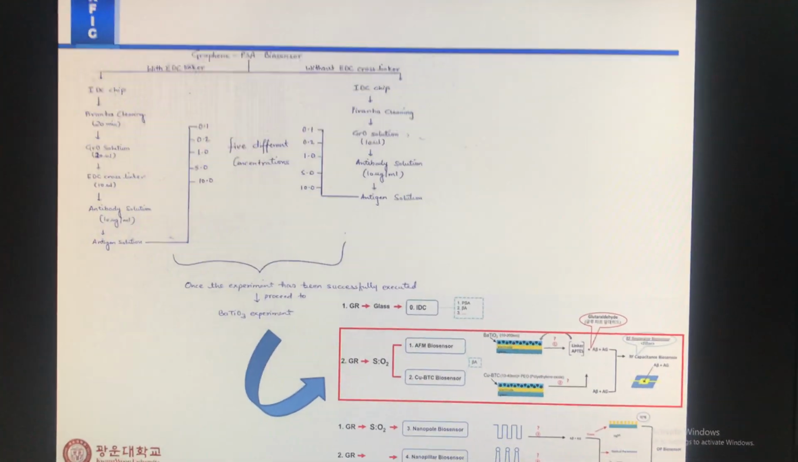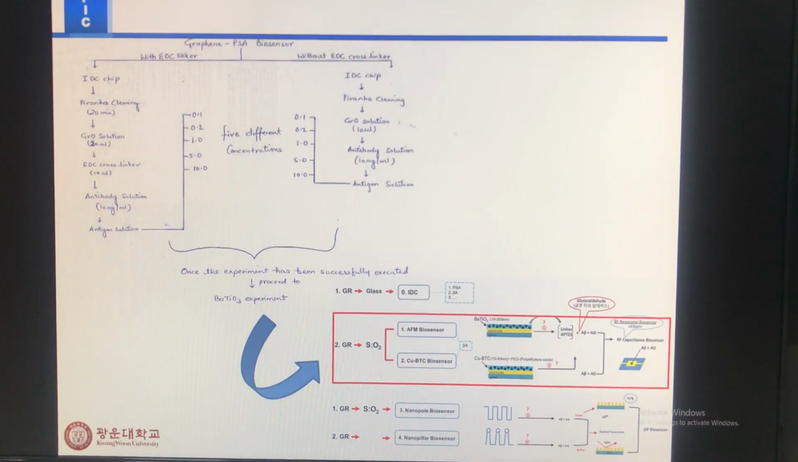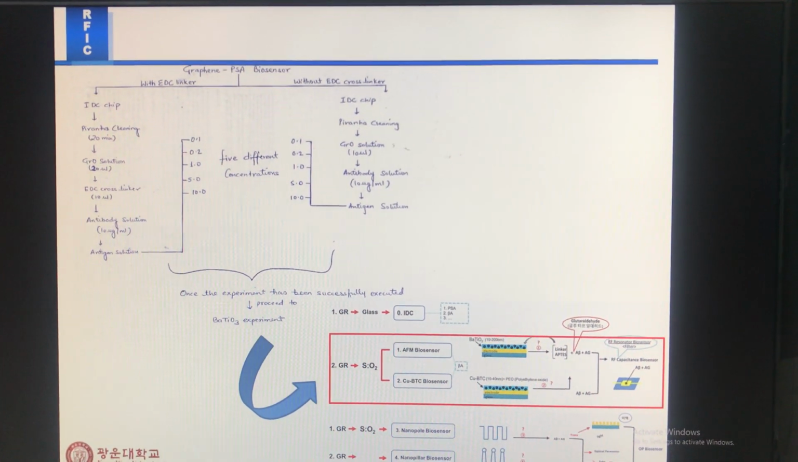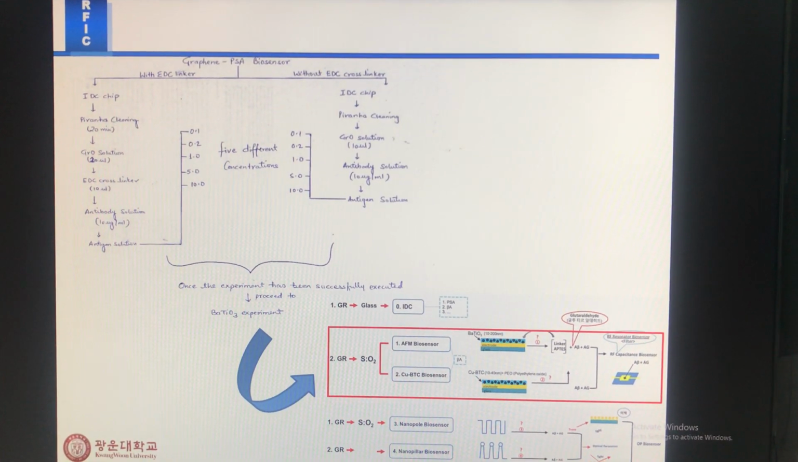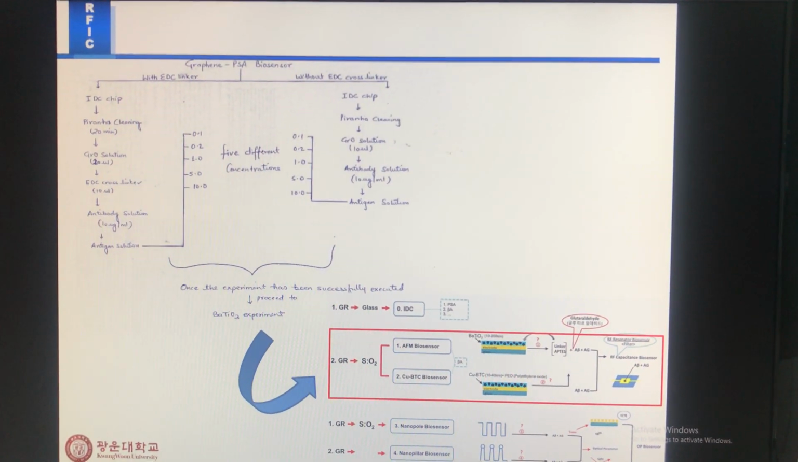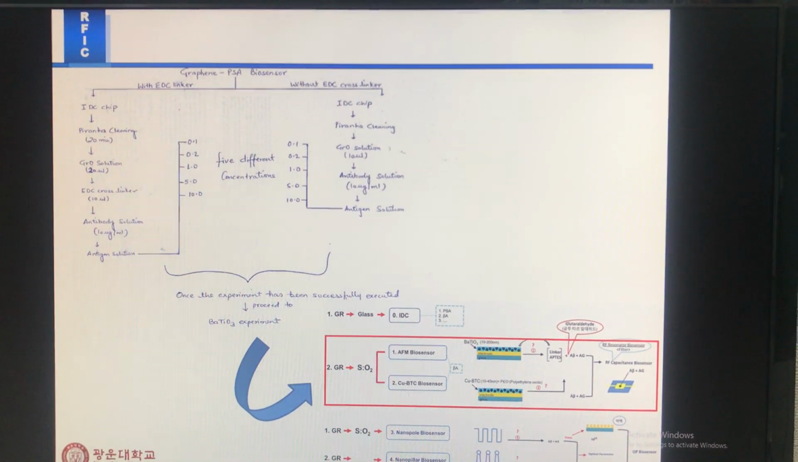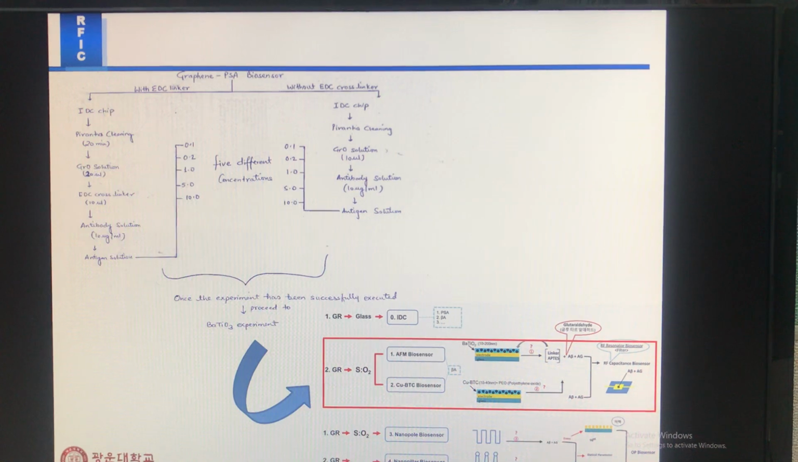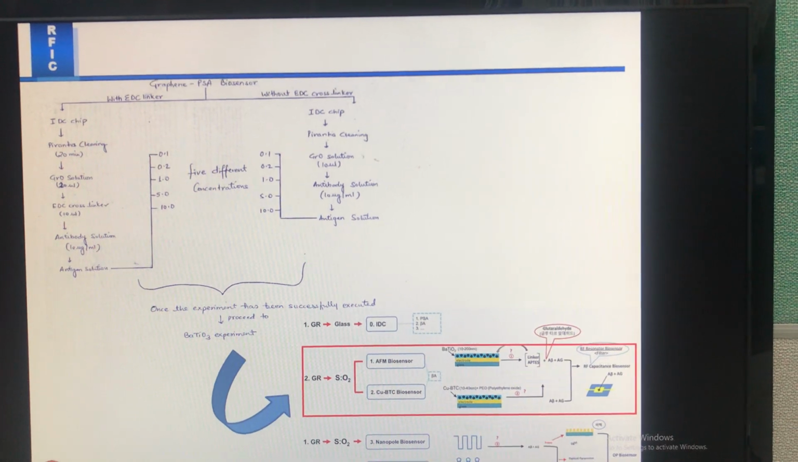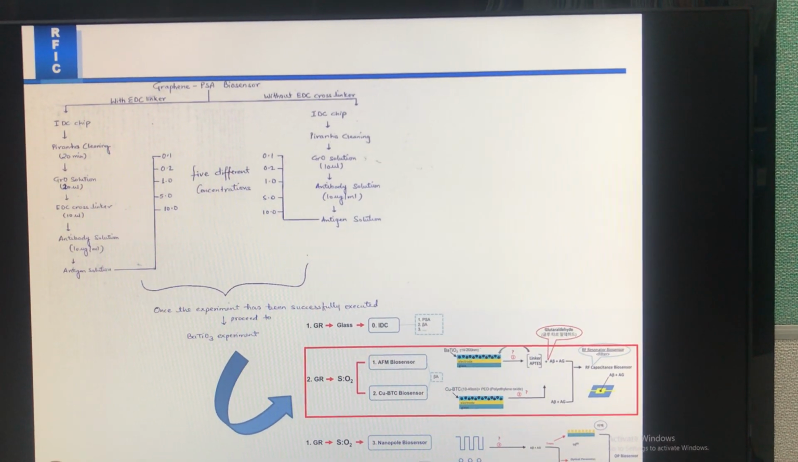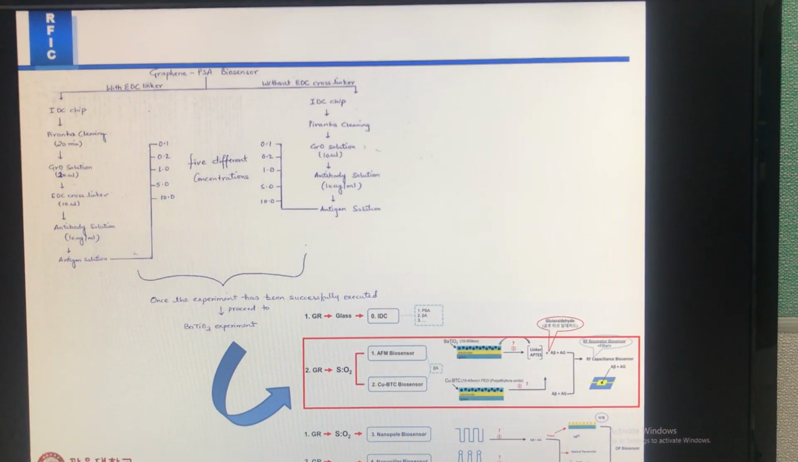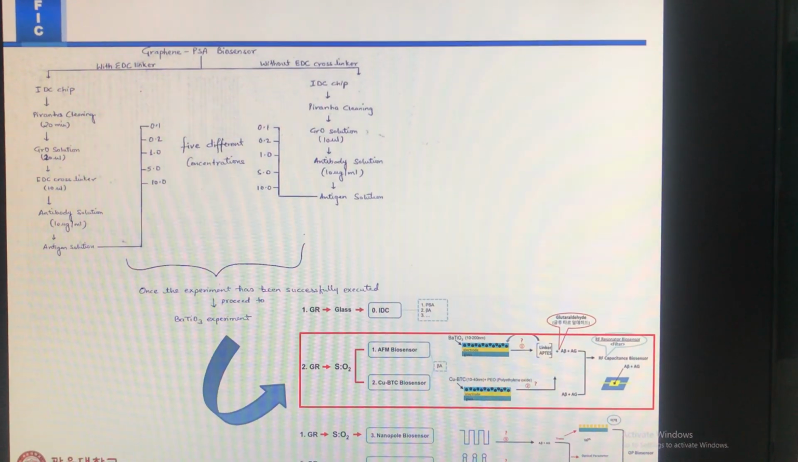Here is my rough idea about my next week's lab work. Actually, I have designed one graphene PSA biosensor that has two different cases, with EDC crosslinker and without EDC crosslinker. In case 1 we use the EDC crosslinker, and in the second case we use no EDC crosslinker, to check the capacitance value in 5 different concentration solutions, to see whether there are any changes in the absence of EDC or not.